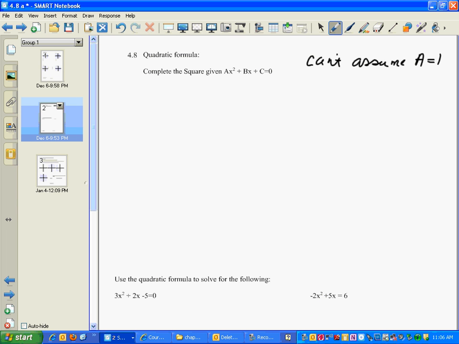So in order for me to complete the square, to ensure that I have a coefficient of a being 1, what do I need to do to this polynomial? Divide everything by a. So I start with ax squared plus bx plus c equals 0. I divide everything by a after I move the c to the other side. All we're going to do now is follow the steps of completing the square. We're just using variables. Are you guys okay with this?